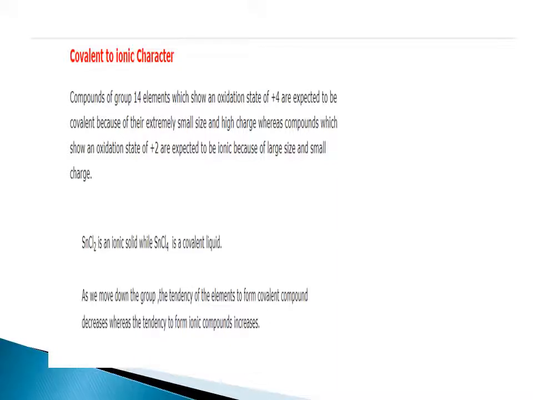SnCl2 is an ionic solid. SnCl4 is a covalent liquid. As we move down the group, the tendency of elements to form covalent compounds decreases, whereas the tendency to form ionic compounds increases.